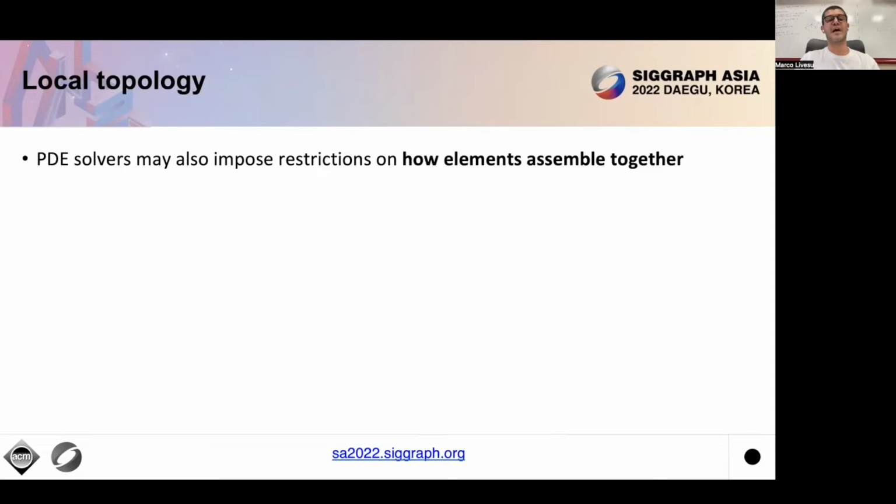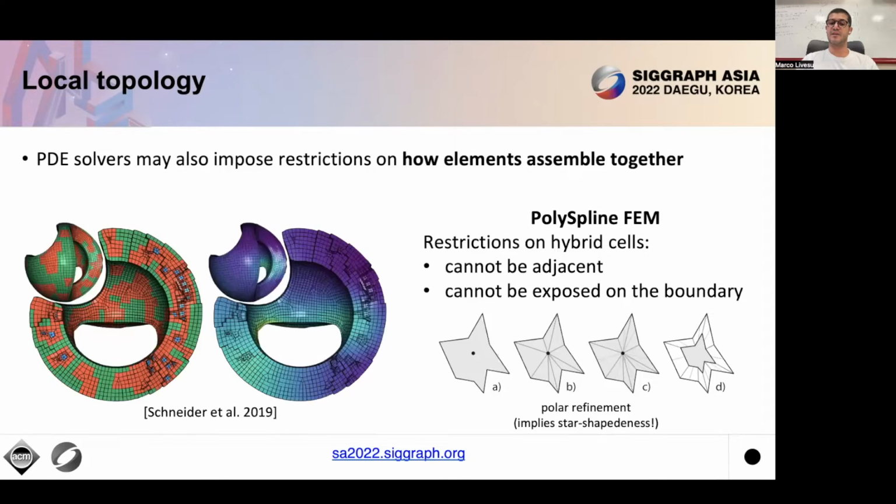Not only the type of the elements, but also the way these elements are assembled together in the mesh may be subject to restriction by the PDE solvers. And this is what we refer to as the local topology of the mesh. Taking again the polyspline fan method as an example, these particular solvers put restrictions on hybrid cells in the sense that these hybrid cells cannot be adjacent to one another in the mesh, and they also cannot be exposed on the boundary.